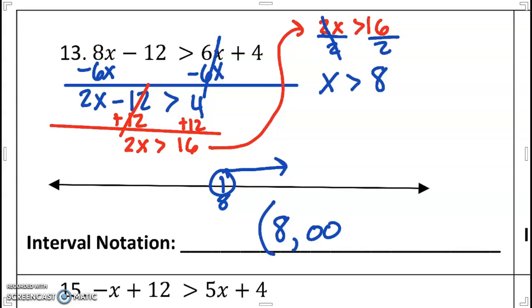Why? Because it is not equal to. It has an open dot. It gets that curvy parenthesis. How about the infinity? It's a parenthesis. Always, always, always.